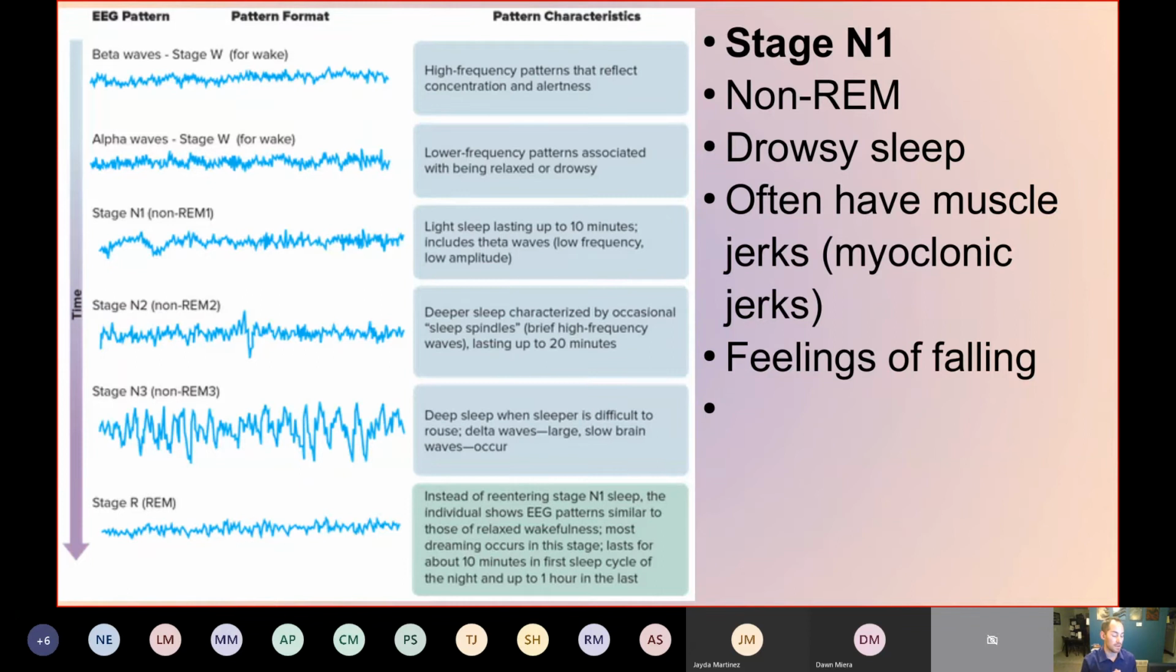So stage N1 is a non-REM sleep, and this is a drowsy sleep. You often have muscle jerks or spasms, feelings of falling. So if you've ever been starting to fall asleep and you feel like you're falling and you kind of jerk in your bed to stop yourself from falling, you're in stage N1 sleep.